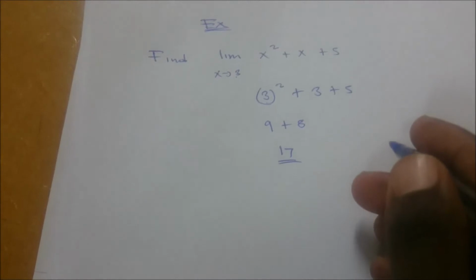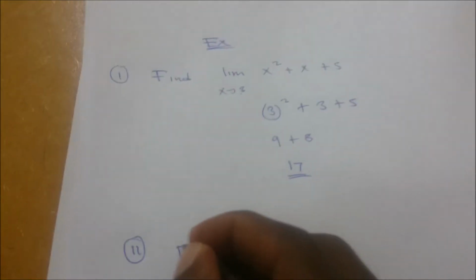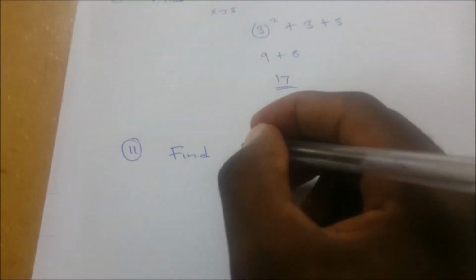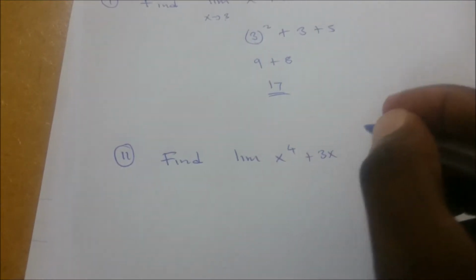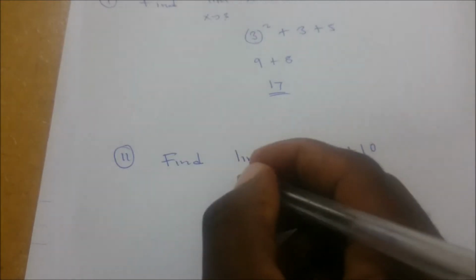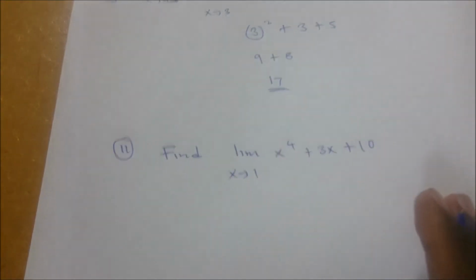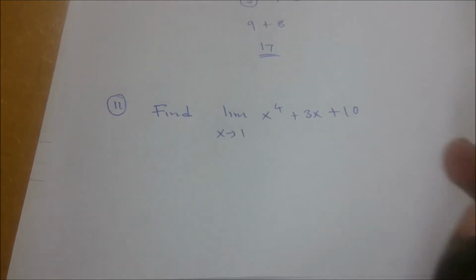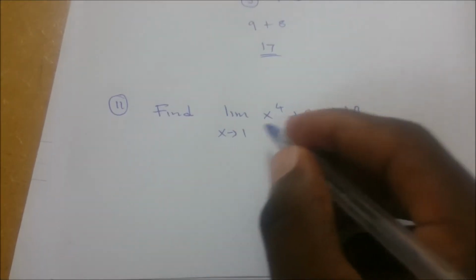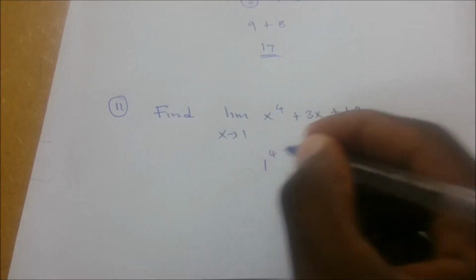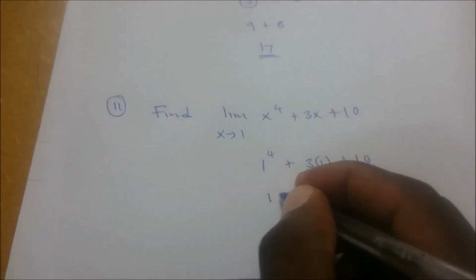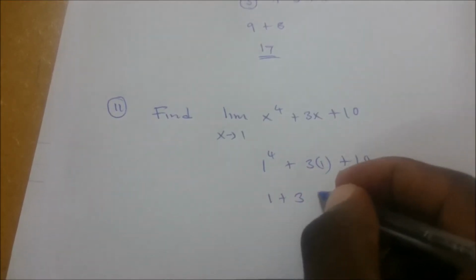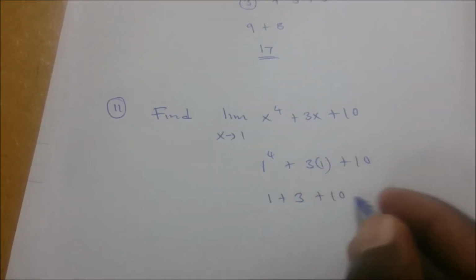Example 1. Example 2, we are saying, this one was 1, this one is 2. We are saying, find the limit of x to the power 4 plus 3x plus 10 as x is approaching 1. So here also, we can say substitution can work. We just go direct. We say 1 to the power 4 plus 3 times 1 plus 10. This one will be 1 plus 3 plus 10. This one is 14.